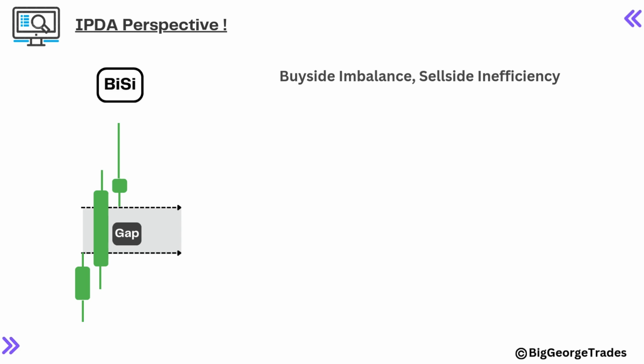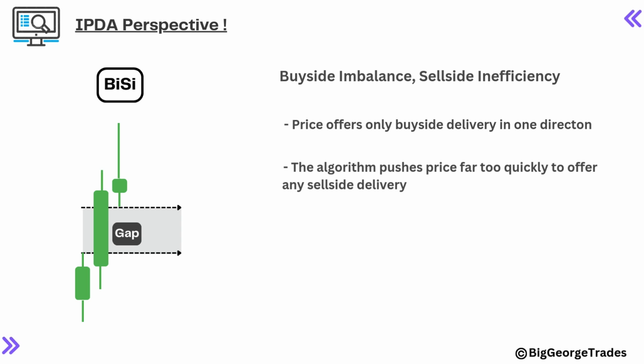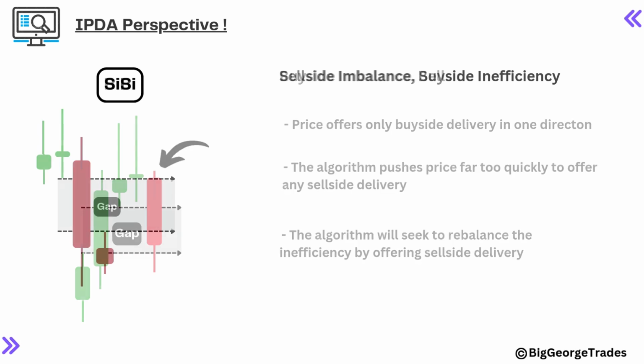With the BC model, as I said, it stands for the buy side imbalance, sell side inefficiency. So what causes the BC fair value gap or the BC model is price offers only buy side delivery in one direction. So if price is going higher, it causes the imbalances in the market. That is what we refer to as the buy side imbalance and the sell side inefficiency. So what price does is the algorithm will seek to rebalance the inefficiency by offering sell side delivery, which will close the fair value gap, then it will push price higher.